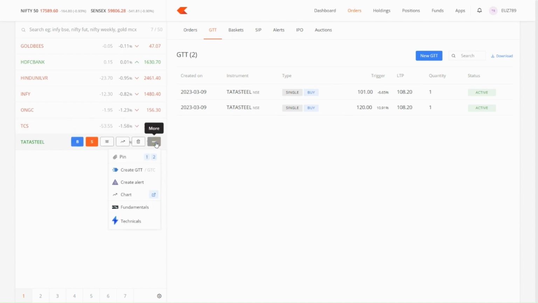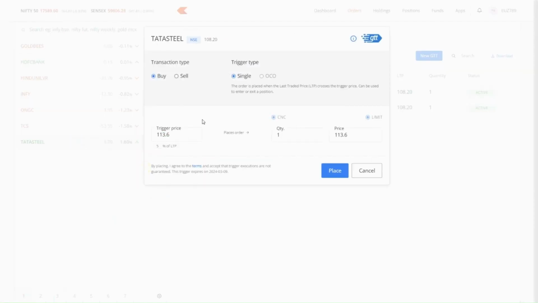Suppose you have Tata Steel stocks in your demat account, and you want to sell them once the price reaches 5% above your purchase price. Let's say you purchased Tata Steel stock at 108.2, which is our current market price, and you click the sell option. You want to sell all the holdings once Tata Steel reaches 5% above that price, whatever the market situation. So you can create a trigger price 5% above the current market price, and the executed price will be kept near that trigger price.